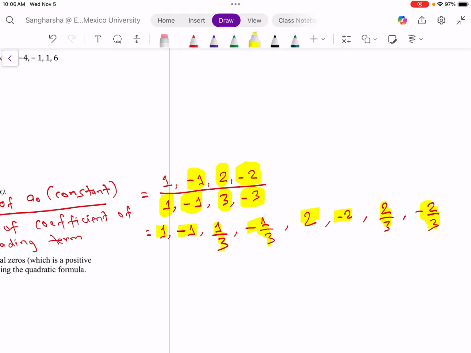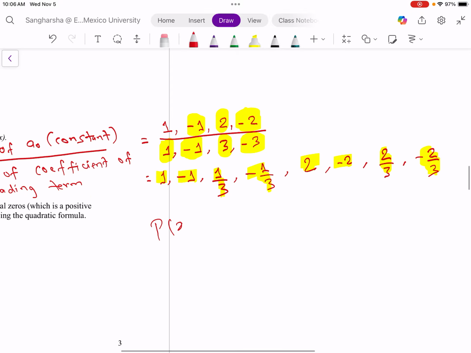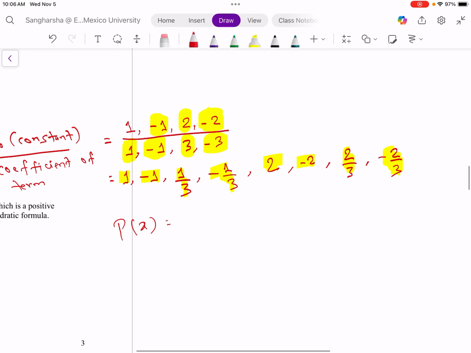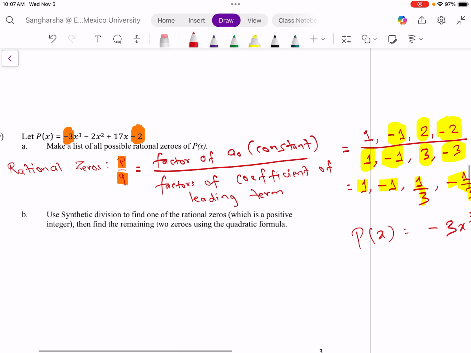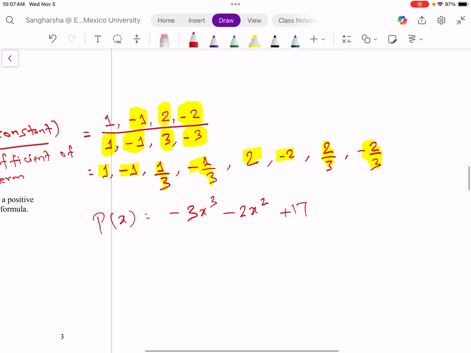So these are the rational zeros, okay? And from these rational zeros, at least we can find one real zero. So it helps us to find the real zero for our polynomial function. Let me write down that polynomial function here one more time. Our polynomial function p of x is negative 3x cubed, negative 2x squared, positive 17x minus 2. So this is our polynomial function, okay?